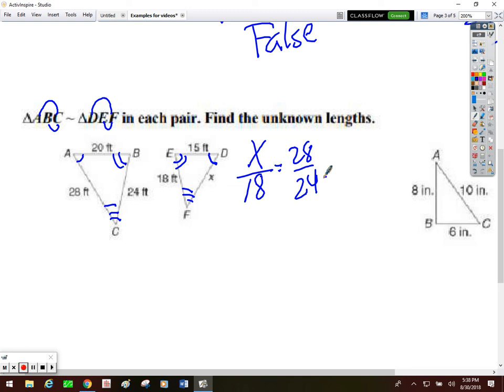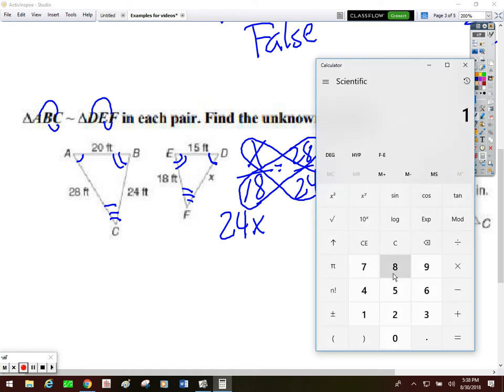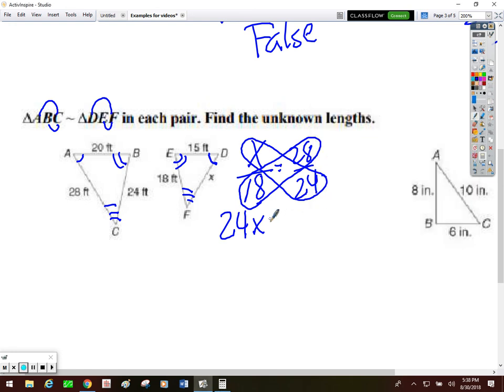All right, so now when we cross multiply, just like we did up top, you have 24 times X is 24X, and then 18 times 28, and I'm going to use my calculator. All right, so I have 18 times 28, which should give me 504. So I have 24x is 504.